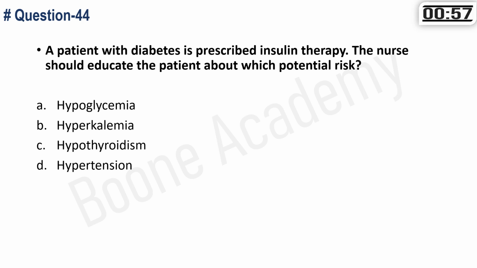Question 44. A patient with diabetes is prescribed insulin therapy. The nurse should educate the patient about which potential risk? A. Hypoglycemia. B. Hyperkalemia. C. Hypothyroidism. D. Hypertension. You have 1 minute to answer your question.